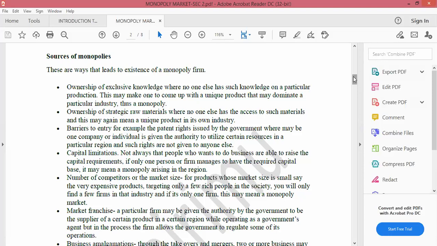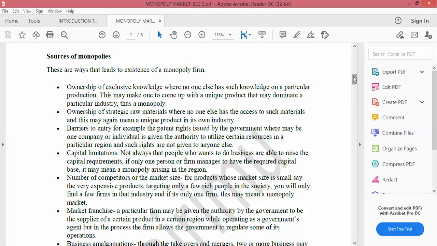Strategic raw materials, which are so special, and you have the disposal on how to execute the use of such resources. Maybe no one else will have such resources at their disposal. So in line with that, you come up with a very unique product utilizing such special resources. And in this case, you come up with an area where no one else can venture. You may also qualify to be a monopoly kind of a firm.